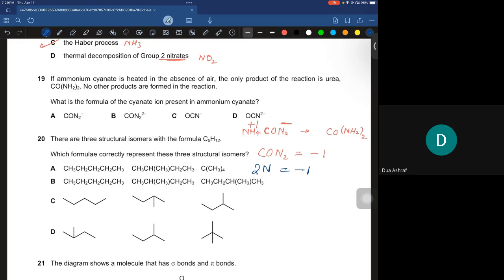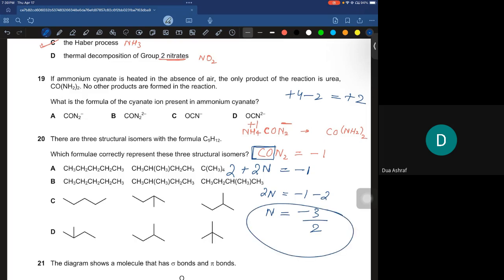What is the charge on this CO? You know C is plus 4 and oxygen is minus 2, so the overall answer is plus 2. So 2N plus 2 is equal to minus 1. I have to find out the value for N. So 2N would be equal to minus 1 and minus 2, that is minus 3. Then N is equal to minus 3 by 2. You can save this. Then you are supposed to solve option B.